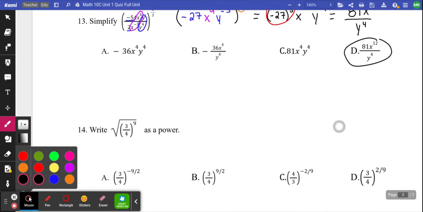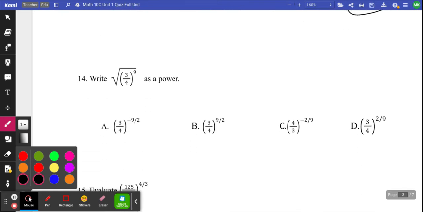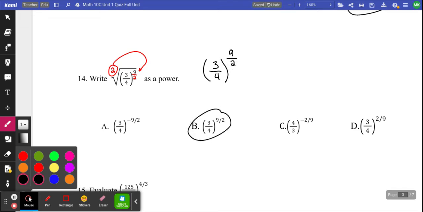Awesome. Number 14. Write that as a power. Okay, so we're taking radicals and turning them into powers. When you take a radical and turn it into a power, you're going to turn it into a fraction exponent, right? The way it becomes a fraction is you take whatever your index is, in this case it's a 2, and it becomes the denominator of your exponent. So I end up with 9 over 2 in the exponent. The answer is B.